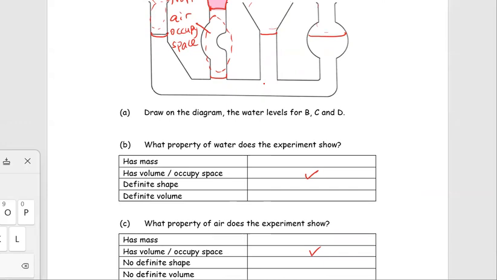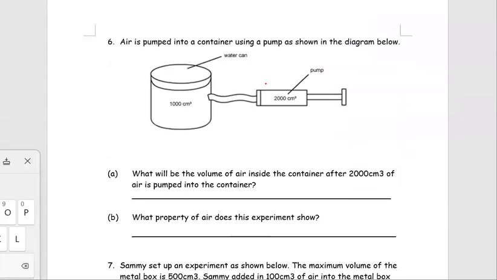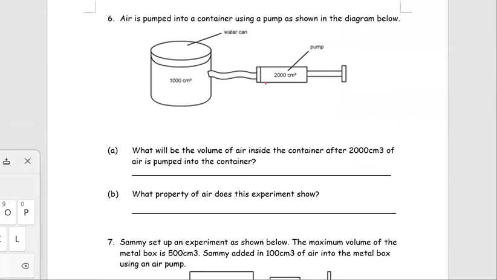Okay. All right. Let's go to 6. Air is pumped into a container using a pump as shown in the diagram below. What is the volume of air inside the container after 2,000 cubic centimeter of air is pumped into the container? Now, the capacity of this container is 1,000. All right.